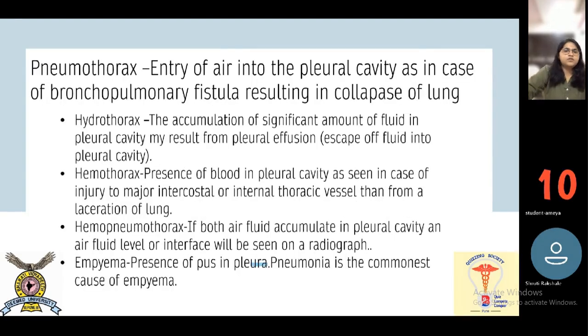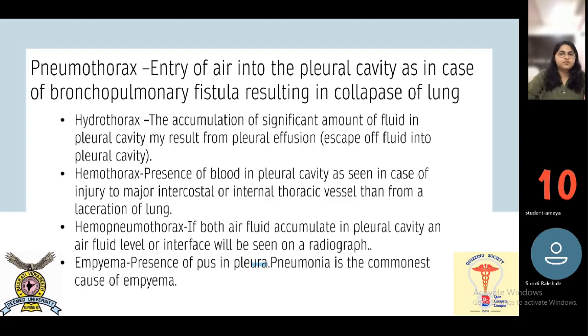So these are some conditions on which the questions are asked most of the time. Pneumothorax is the entry of air into the pleural cavity, as in case of bronchopulmonary fistula resulting in collapse of the lung. There can be many other etiologies. Basically, pneumothorax means entry of air into the pleural cavity. Hydrothorax is accumulation of a significant amount of fluid in the pleural cavity, a result of pleural effusion.